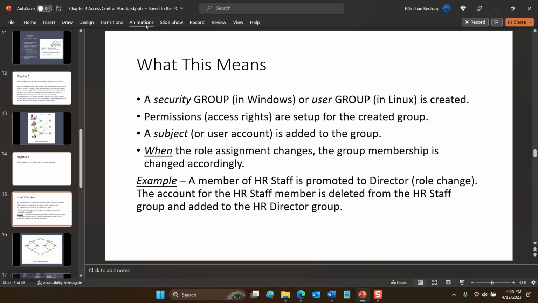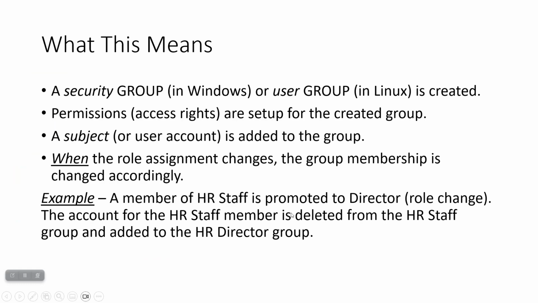So if we were to give you a quick example of what this means, this is how it would look. A security group in Windows or a user group in Linux is created for the given role, and it should be named so that it's obvious and intuitive what group that belongs to in terms of the role. The permissions and access rights are set up for the created group. A subject or user account is added or removed from the group. So when the role assignments change, the group membership is changed accordingly.